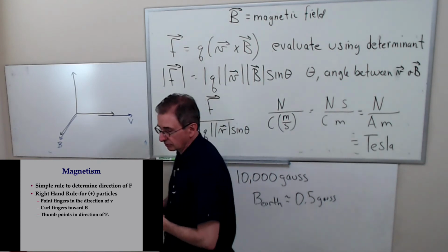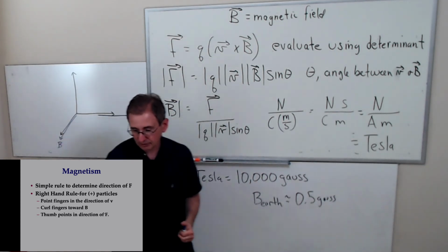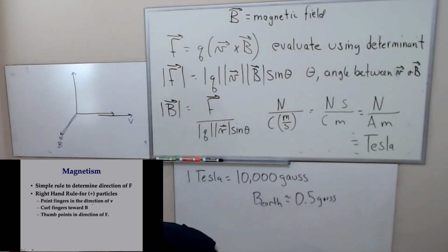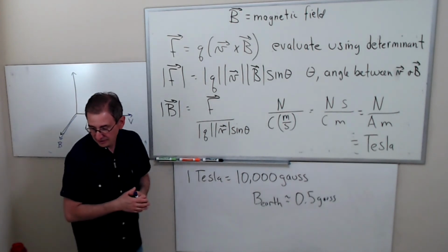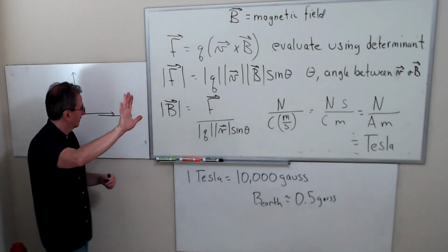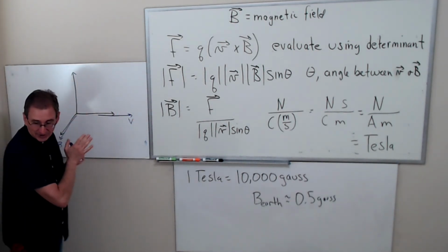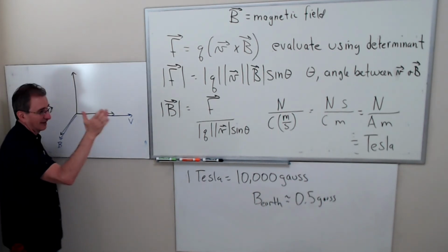I want to use the right-hand rule. So I take my right hand, hold on a second. I've got to get rid of one thing, or else you can't see me. Okay. So you take your right hand. You guys can see me okay?